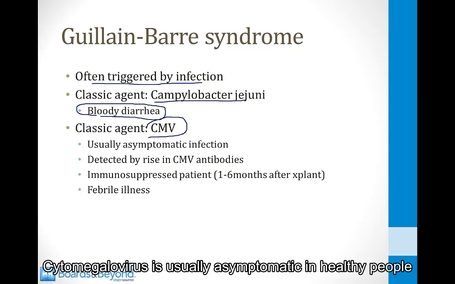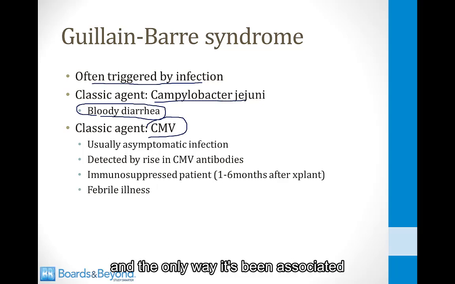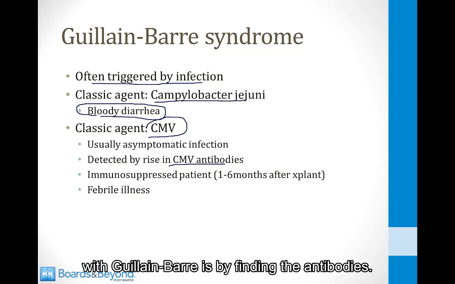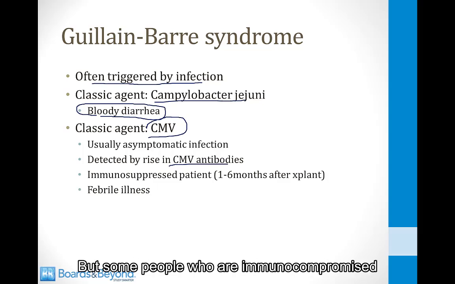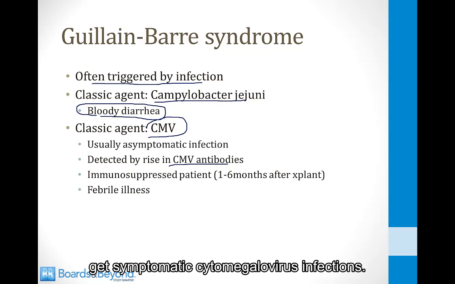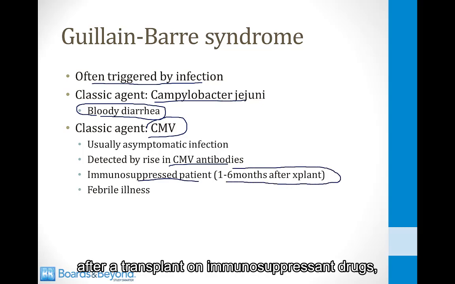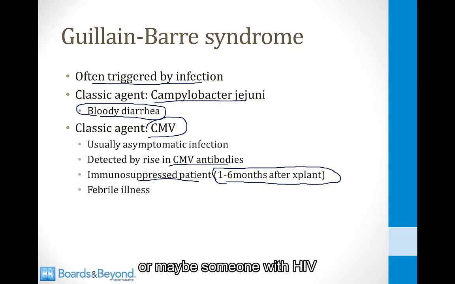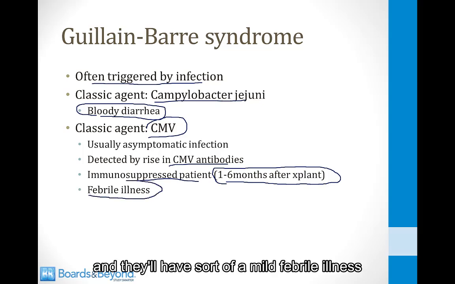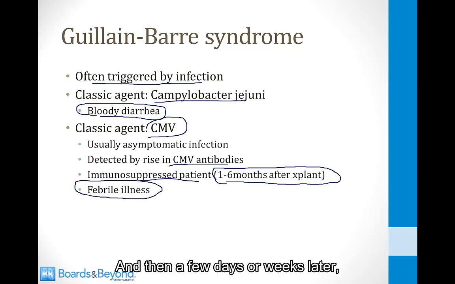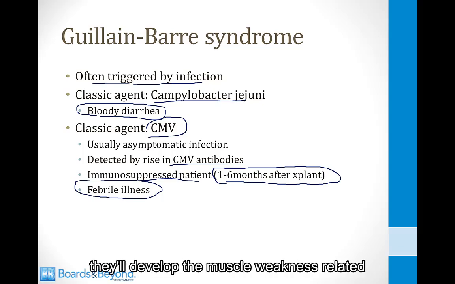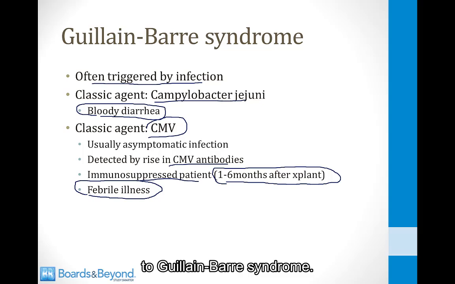Cytomegalovirus is usually asymptomatic in healthy people, and the only way it's been associated with Guillain-Barré is by finding the antibodies. But some people who are immunocompromised get symptomatic cytomegalovirus infections. So this might be a patient who's immunosuppressed after a transplant on immunosuppressant drugs, or maybe someone with HIV, and they'll have sort of a mild febrile illness from the cytomegalovirus, and in a few days or weeks later, they'll develop the muscle weakness related to Guillain-Barré syndrome.